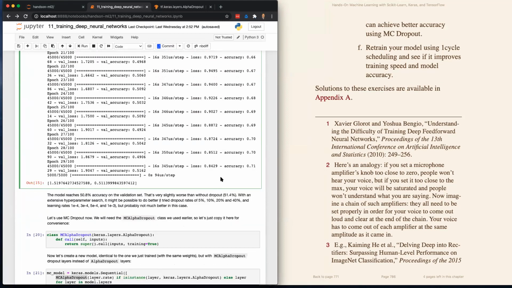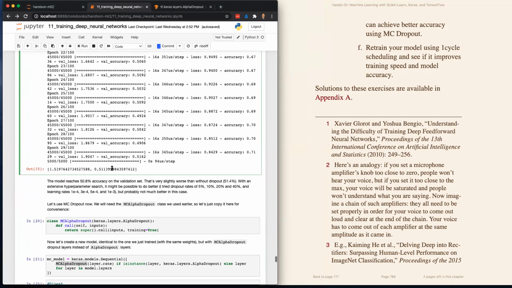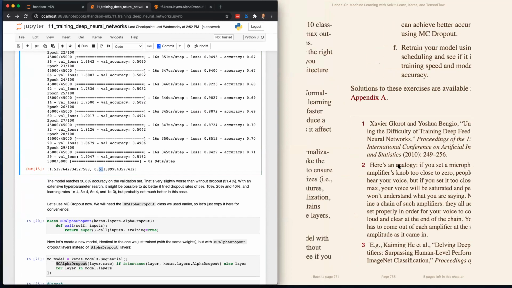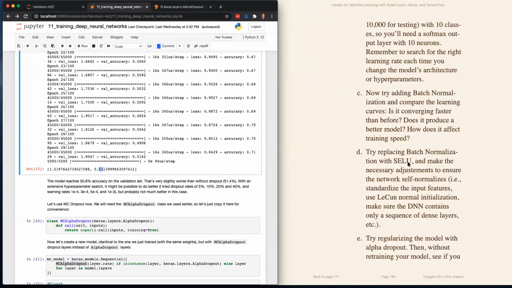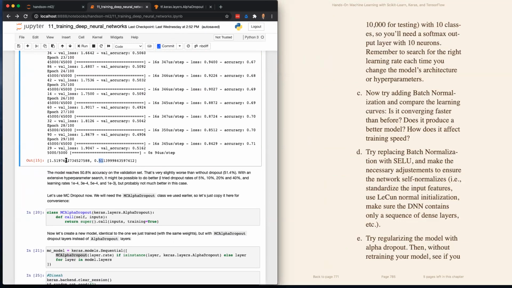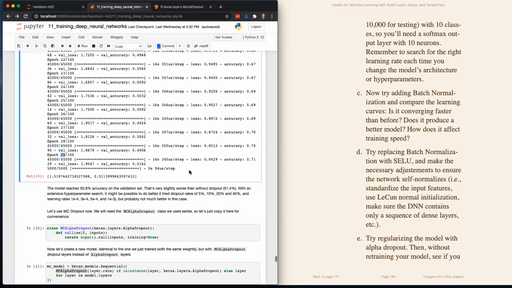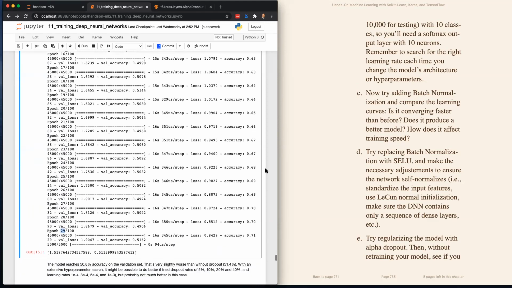So I think my accuracy didn't go up. It's 51%, which is what we got previously when we did the batch normalization with the ELU. It's the same. And epochs 29. Yeah, that's a bit quick. Did you get something similar?